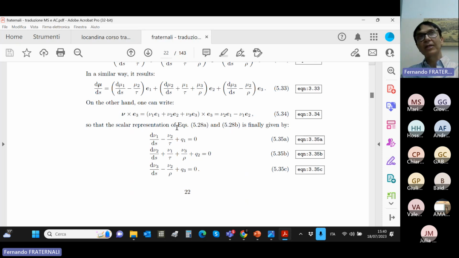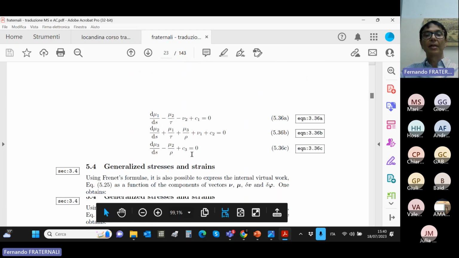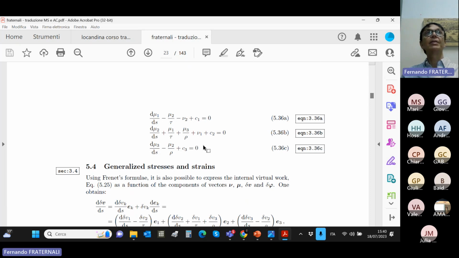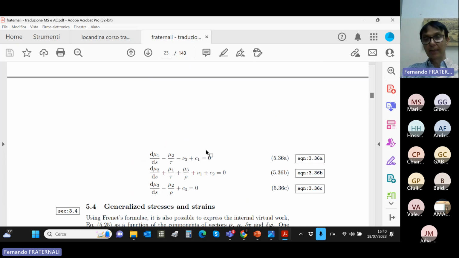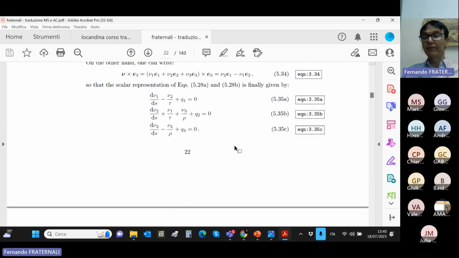So we understand there is also the expression of the other scalar equilibrium equations in terms of resultant moments. And also in this case, we have classical terms of the straight beam plus additional terms related to the curvature and the torsion of the axis. Right? And so this makes it clear that in curved beams, the extensional problem, the axial problem, and the bending problem of a beam cannot be separated.